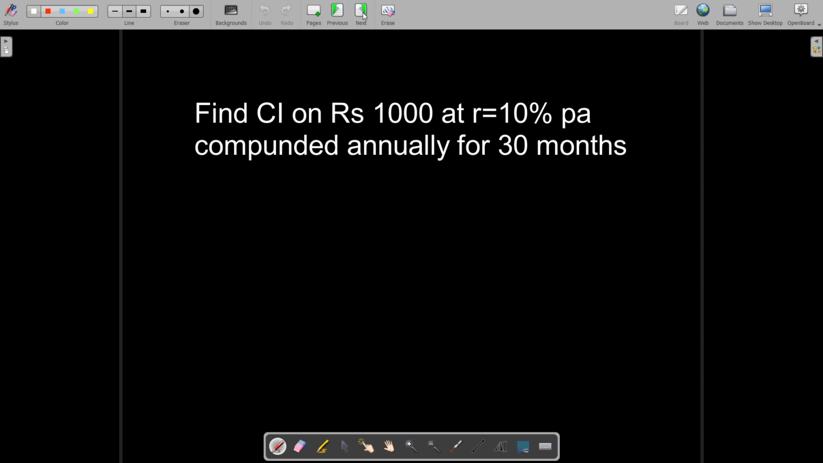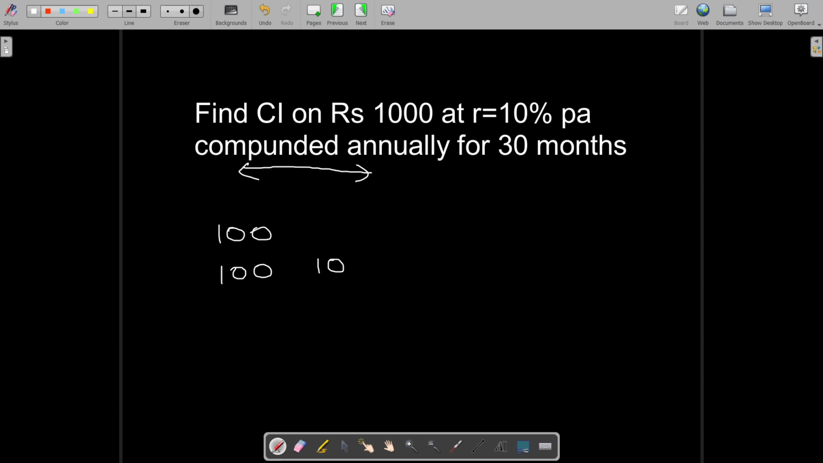We cannot usually find compound interest for 30 months. The compounding period is 1 year. So you have to draw a tree with the compounding period of 1 year. For the first year, at 10% per annum, you will get an interest of rupees 100. For the second year, you will get an interest of rupees 100 as interest on principal and an interest of rupees 10 as compound interest, as interest on interest.